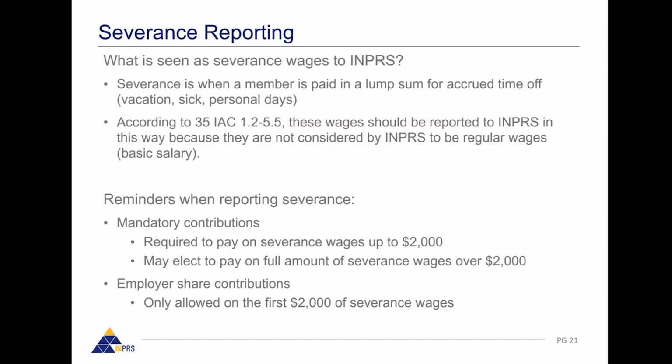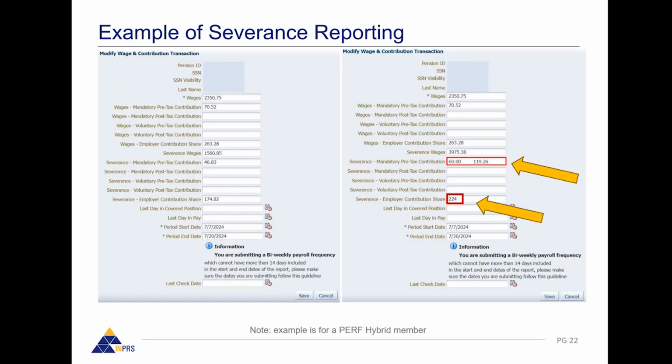But in general, if you only deducted 3% on the first $2,000, then you'll only report the 3% on the first $2,000 of severance wages. But for that employer contribution share, because that is always paid for by the unit, it will only ever be on the first $2,000 of severance wages for PERF and for TURF. The system will not allow you to pay additional money for that employer contribution share. But on the next screen, I have an example of what that severance reporting will look like in ERM. So this is essentially what you would see if you were doing this in online entry or maybe as an adjustment.